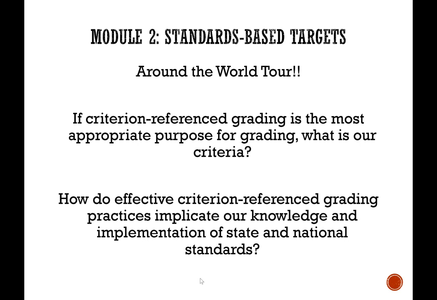Okay, so as we begin to address Module 2, we're going to look at standards-based targets, which are the foundation of effective Tier 1 instruction. We're going to take a round-the-world tour. And as we do so, we'll be considering the question, if criterion reference grading is the most appropriate purpose for grading, then what is our criteria? Again, what is our criteria for effective Tier 1 instruction? How do effective criterion reference grading practices implicate our knowledge and implementation of state and national standards?